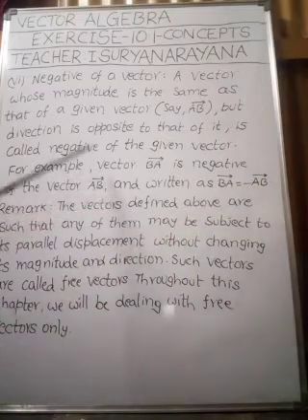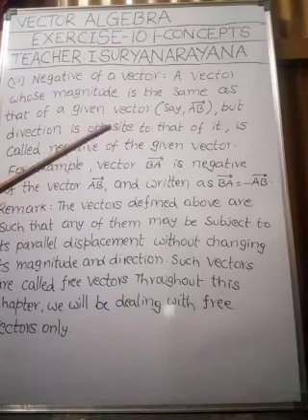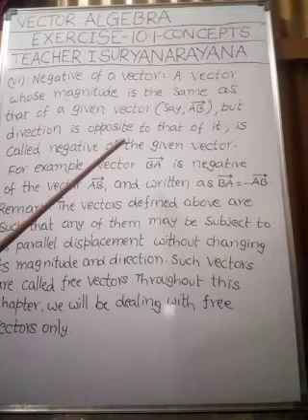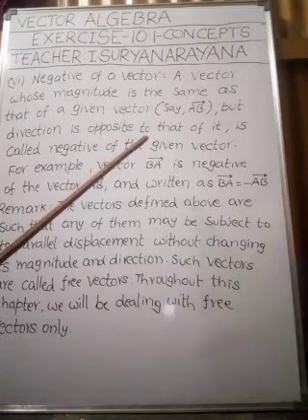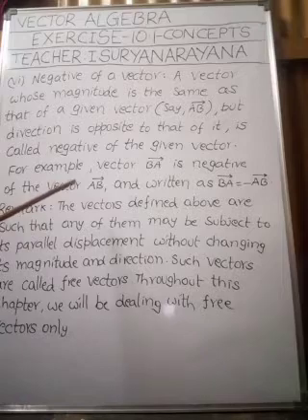Okay, my children, understood this point? Negative of a vector. The negative of a given vector means the direction is opposite but the magnitude is the same. Okay, my children, remember this point.